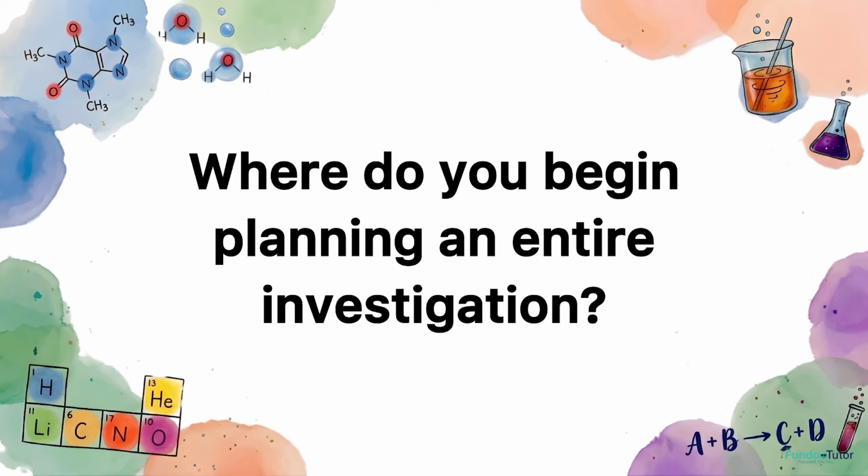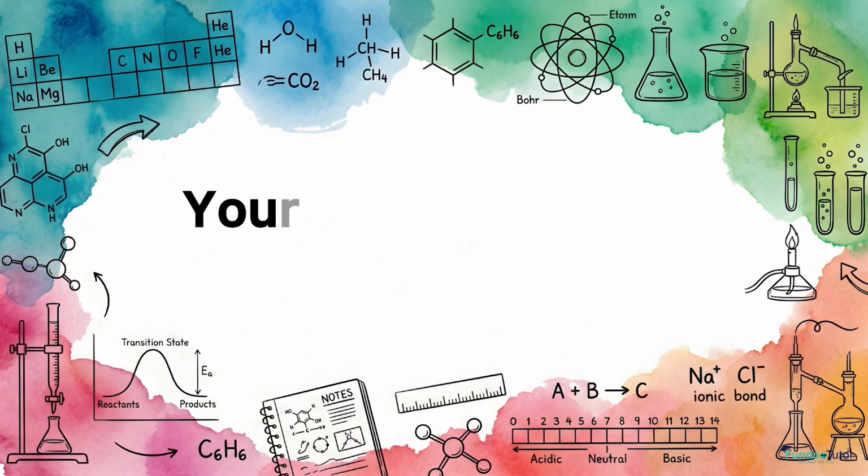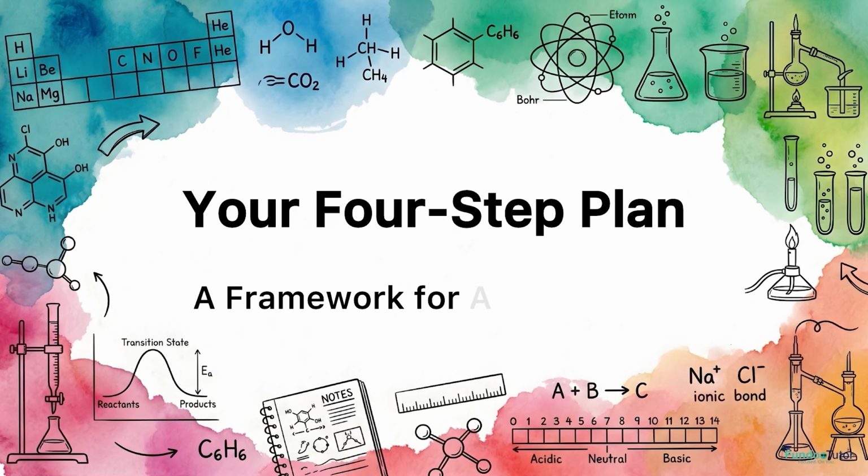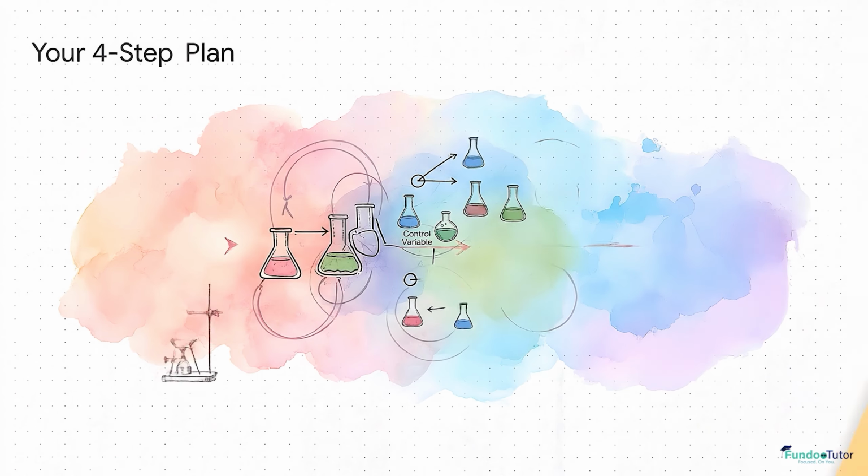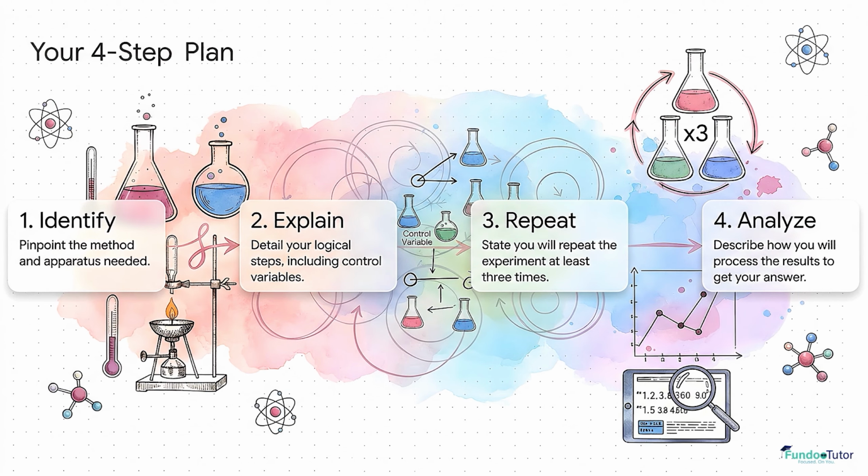But what if I told you there was a structure, a framework you could follow every single time, no matter what the experiment is about? Well, that's exactly where our 4-step plan comes in. I want you to think of this as your secret weapon for any paper 6 planning question. It's your roadmap to a great answer. So here it is, the 4-step framework, and it's incredibly powerful.